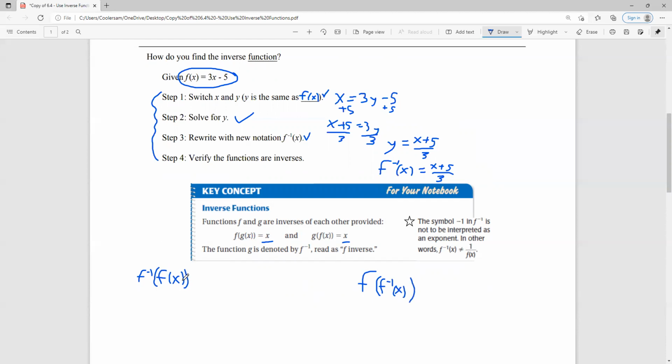All right, so what this says is we're gonna do the composition of the function and then the inverse function, and we'll get an answer. And then here we're gonna do the inverse function, then do the composition with the normal function.